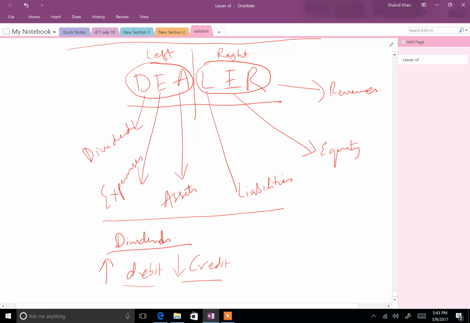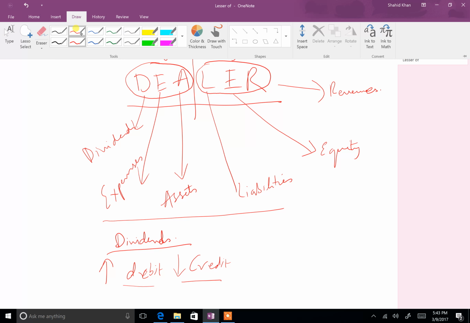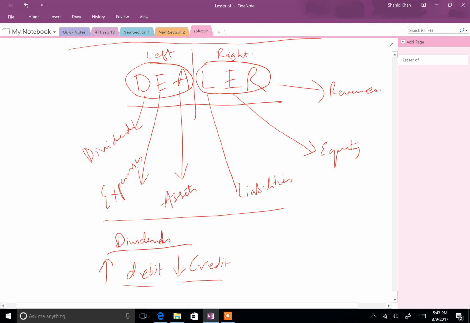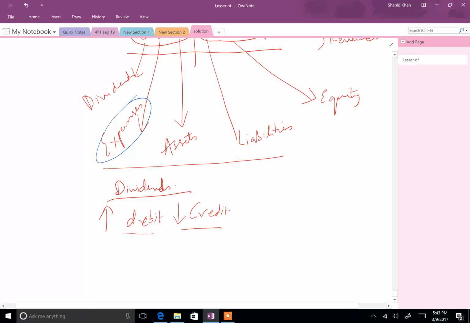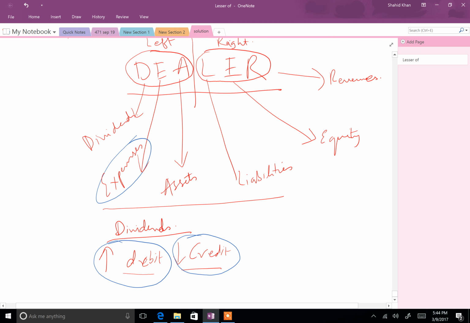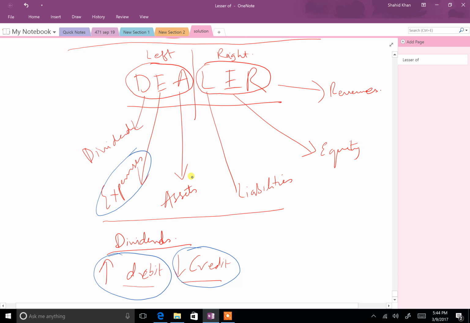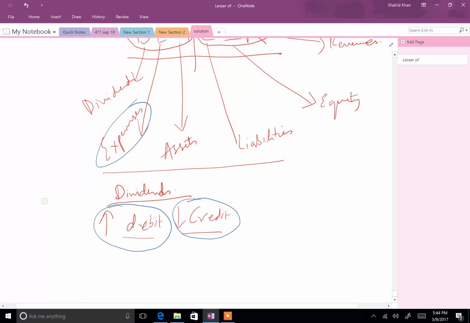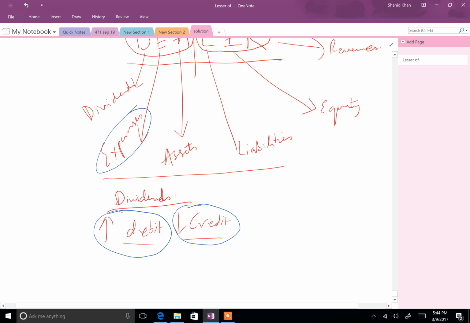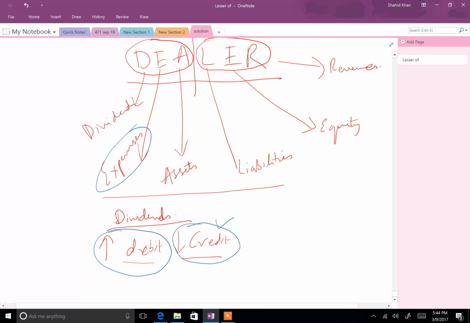The same thing is for the rest of these accounts. Let's use expenses. When expenses increase, you're going to debit it. When expenses decrease, you will credit it. For assets, same thing. When assets increase, you're going to debit it. When assets decrease, you will credit it. So that explains the first three.